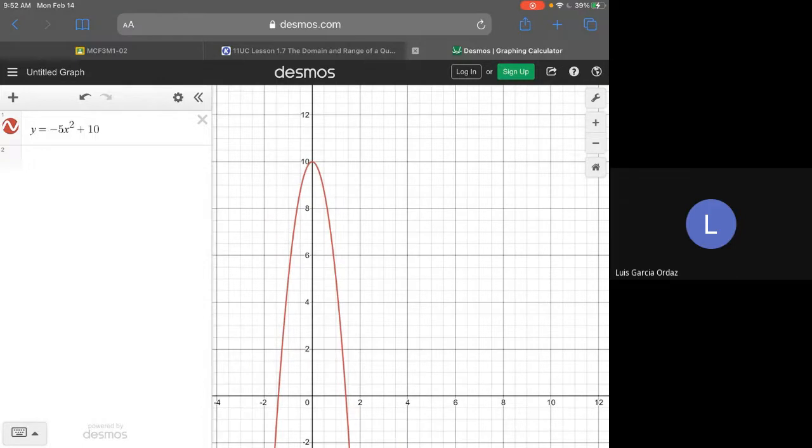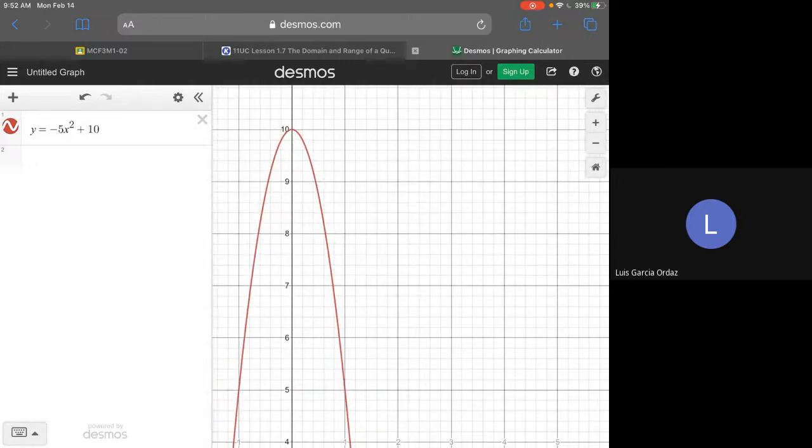However, if you guys notice with the y values, which is my range, what do you guys notice about this graph? Look at the vertex. We said it was 0 and 10. If we look at the rest of the graph, what do my y values have to be? Anyone have any idea?